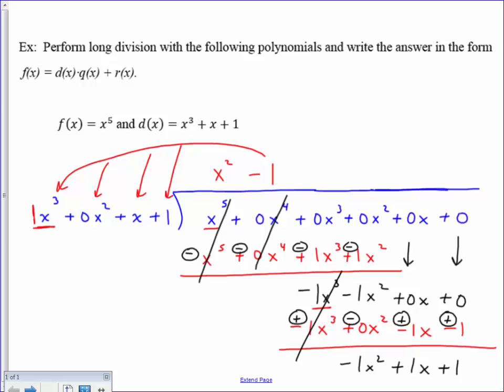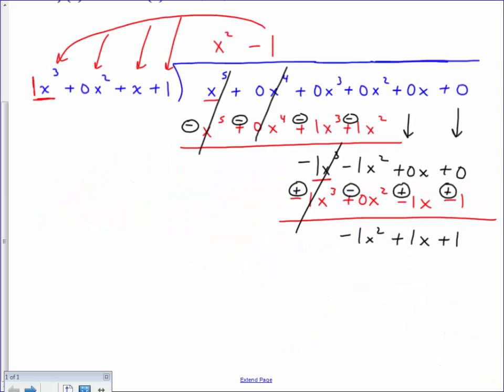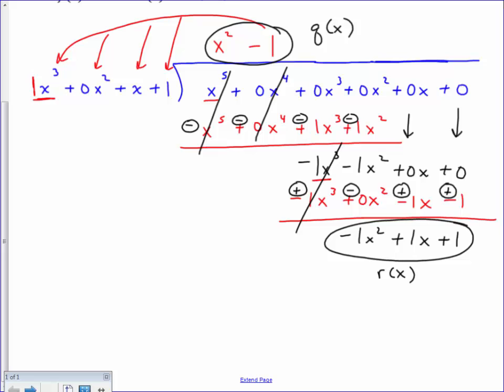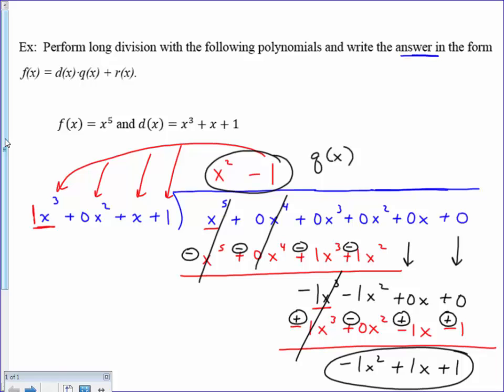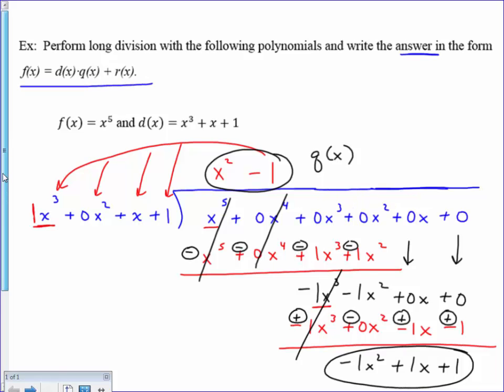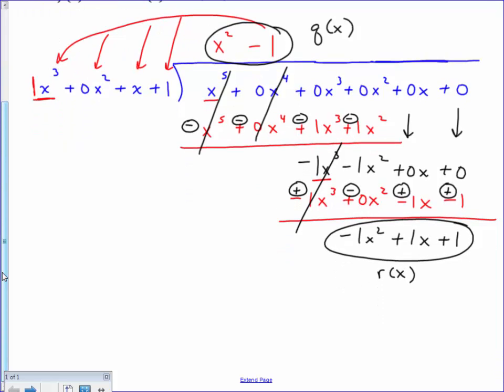Okay, I now have my quotient up top. So this is my q of x. This down here is my r of x. So now I need to write the answer in the proper form. It said that it wants the answer in this form. F of x is the function that I originally started with. D of x is the function that I divided by. Q of x is my quotient. And then r of x is my remainder.